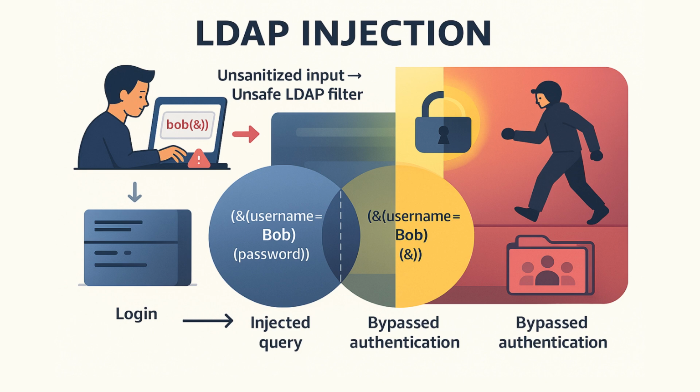Let's break down why this query would work. In a normal query, it'll be written as ampersand, username equals Bob, password equals password. This means the username is Bob and the password is password. However, when we enter Bob ampersand, the computer reads the ampersand as always true. The password check is effectively bypassed because the LDAP query now only checks if the username is Bob, which is true, and ignores the password condition.